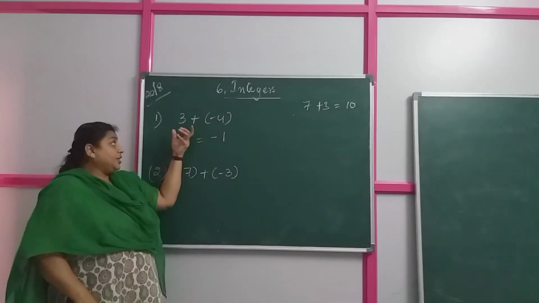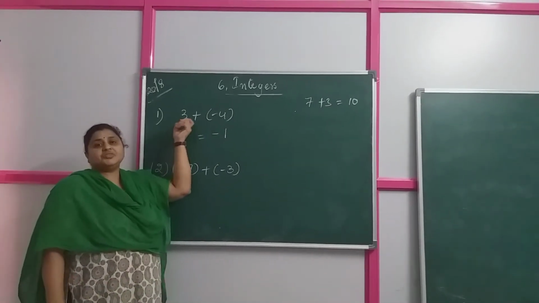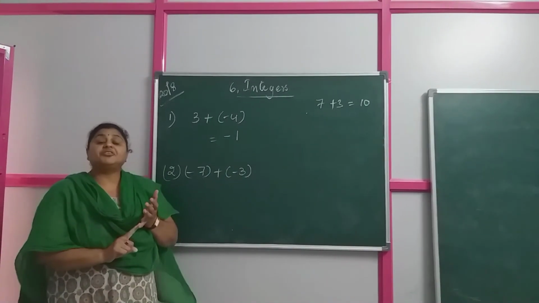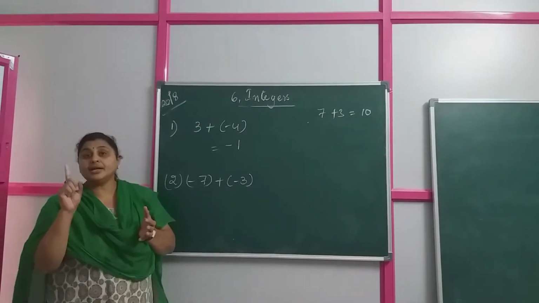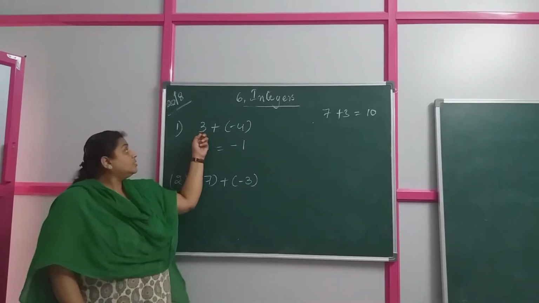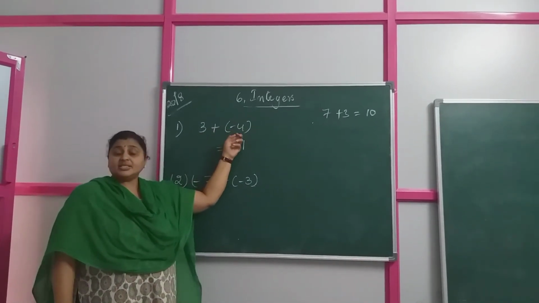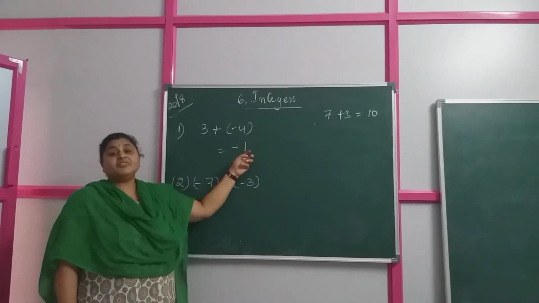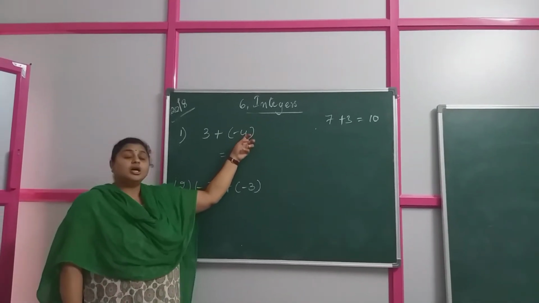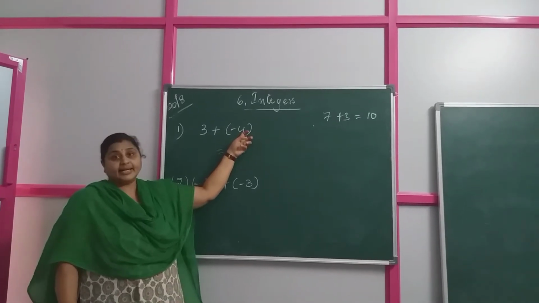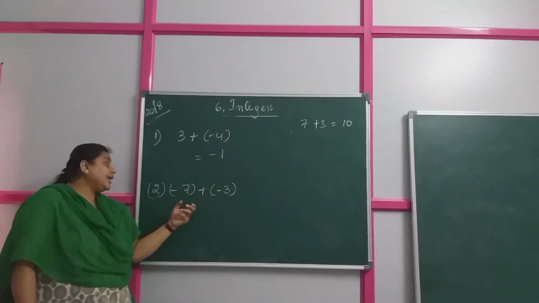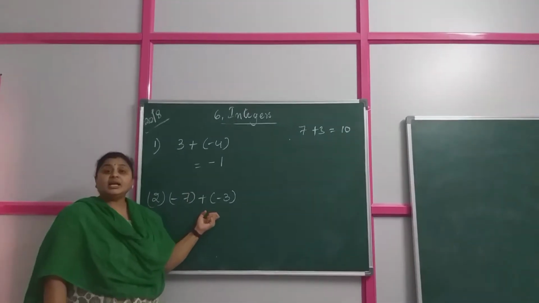It means when you are adding a positive integer with a negative integer, you have to subtract and you have to give the greater number's sign. 3 and 4. One is positive, one is negative. I am subtracting. 4 minus 3 is 1. And which is the greater number? 4. What is the sign? It has a negative sign. Therefore, I have given minus 1. Got it? And next case, both are negative.